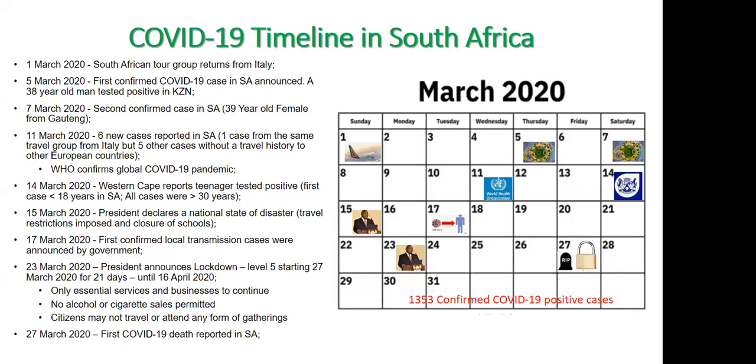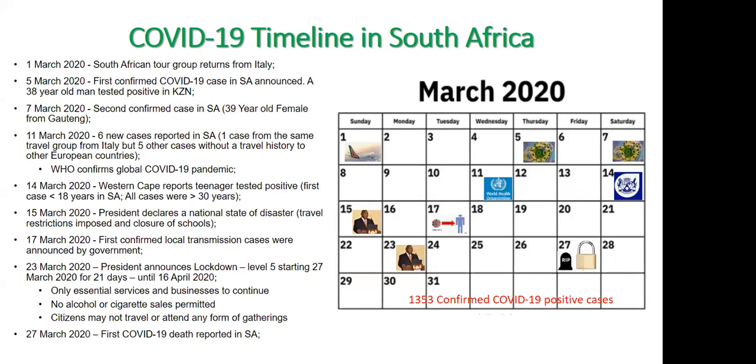On the 17th of March, the first confirmed local transmission cases were announced. Up until that stage, it was thought that most of the cases were imported, and that was a significant announcement, because we know local transmission was always going to be the concern. Then on the 23rd of March, the president announced the lockdown, which was due to start on the 27th of March. We will not forget the infamous Thursday midnight.